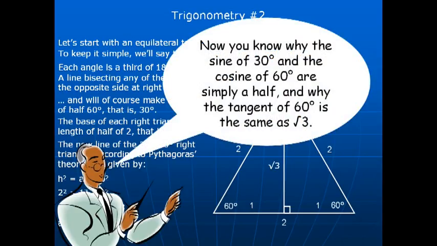Now you know why the sine of 30 degrees and the cosine of 60 degrees are simply a half, and why the tangent of 60 degrees is the same as the square root of 3. Ow!